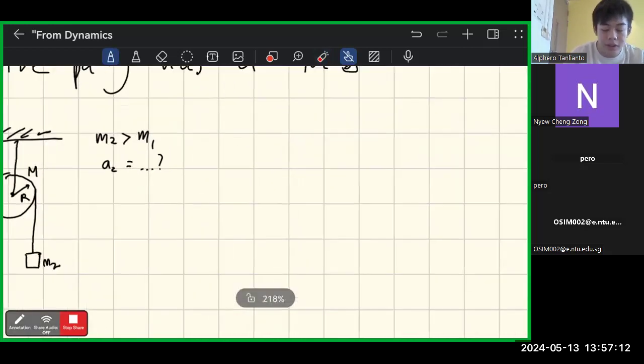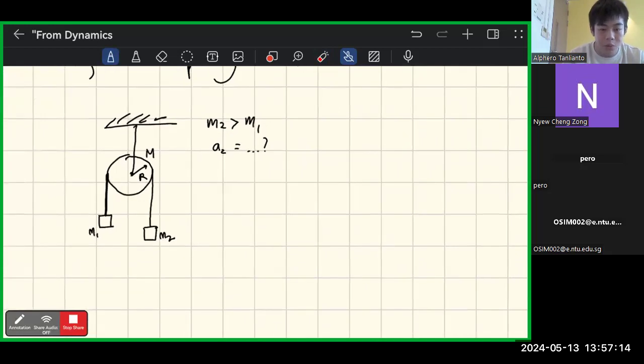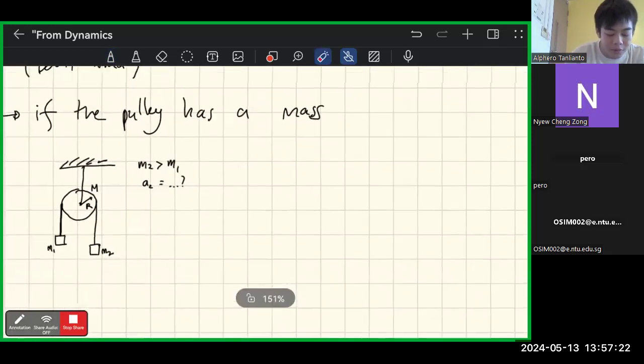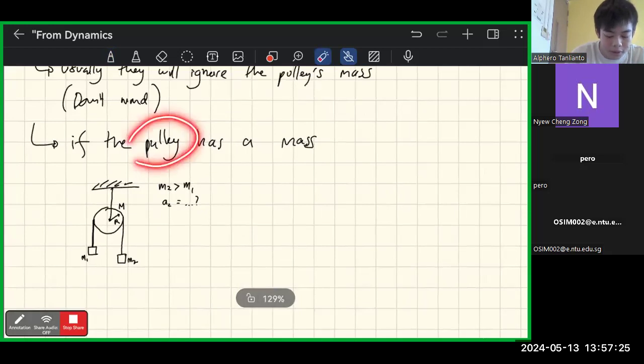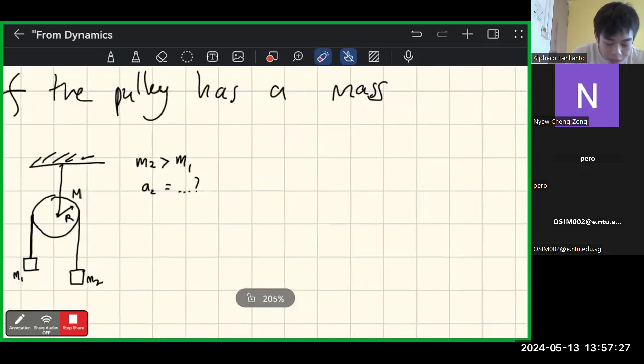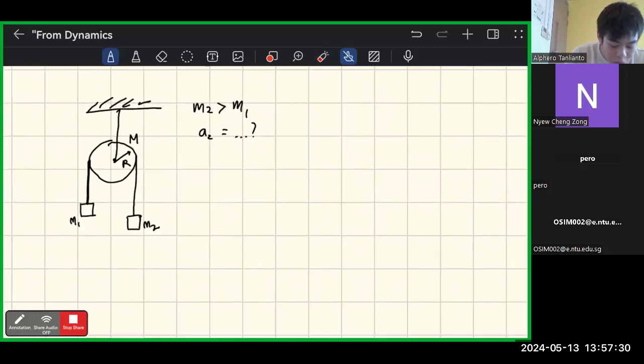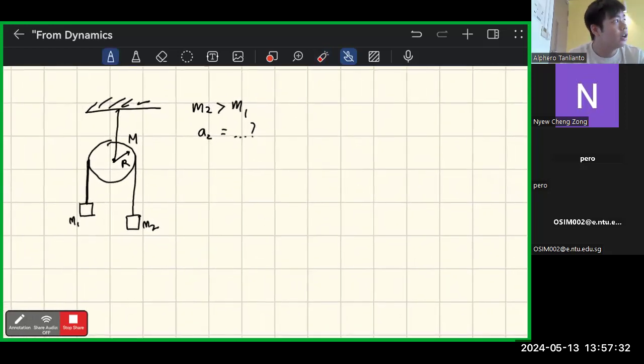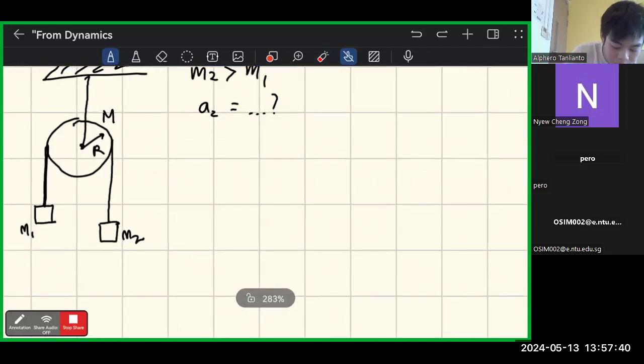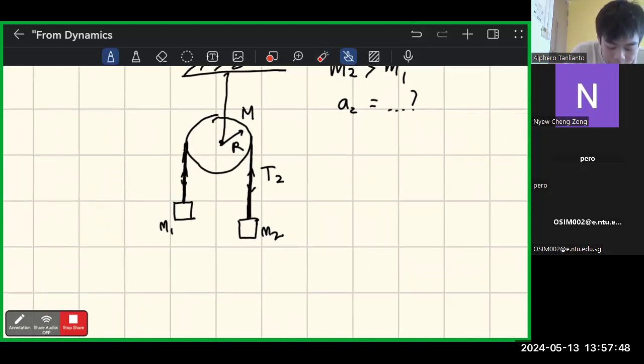in every dynamics problem, you always have to draw a free body diagram first. And with this kind of problem that involves a pulley with a mass, you always have a different tension on each side of the pulley. So you have a thread here, right? This thread will have, let's say, a tension of T2, and this part will have a tension T1.